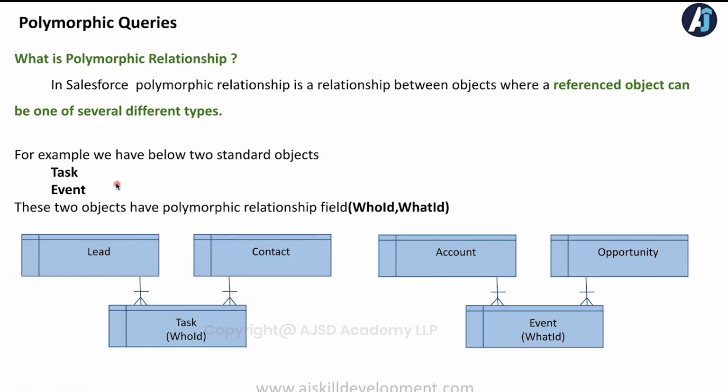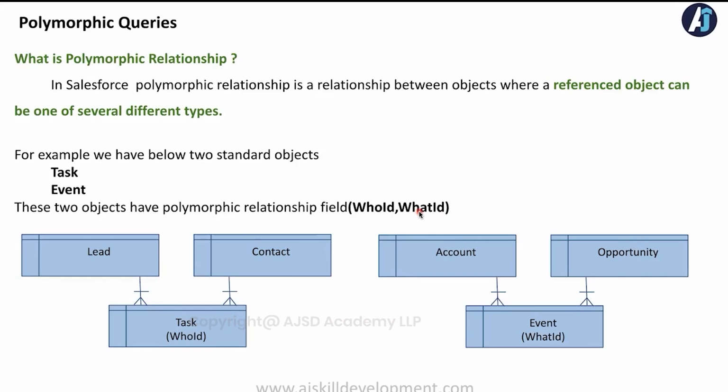A good example is two standard objects called task and event. Standard objects means these objects are created by Salesforce itself. The task and event are the two objects which have a built-in polymorphic relationship. We have two fields in both objects, task and event. One field is called WhoId and another field is called WhatId.